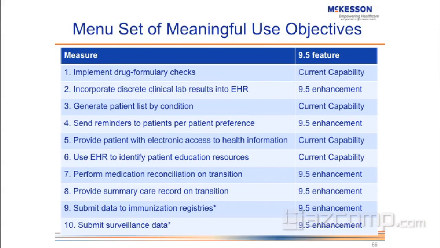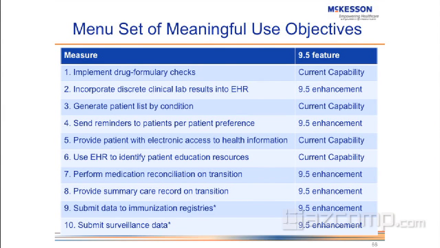The other item here is number 4, which is send reminders to patients per preference. So those two are kind of together, the list and the reminders, because you can actually send out the reminder list based off of the list that you create. So you can send patients a bunch of letters based off of the list. So that's what those two are talking about. And that's a brand new 9.5 enhancement.